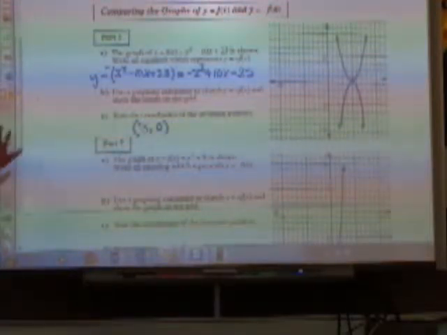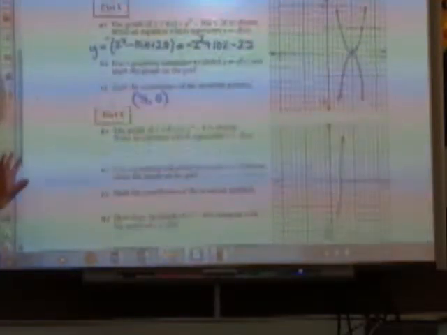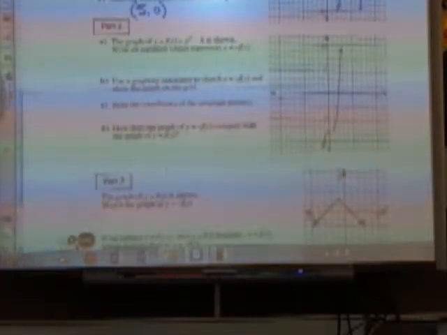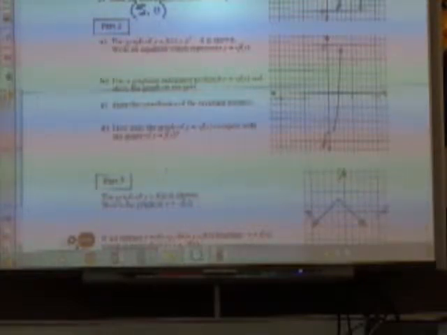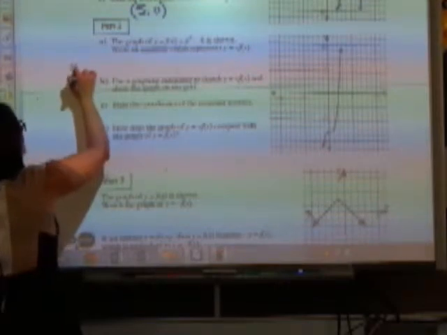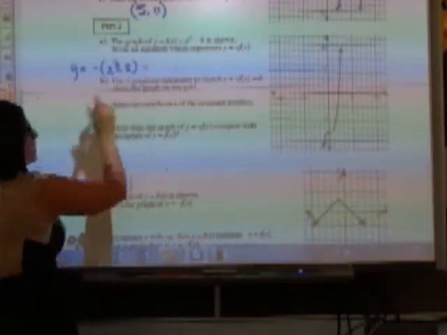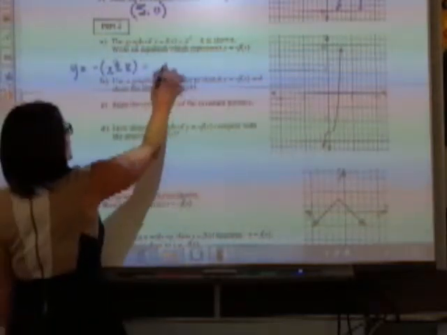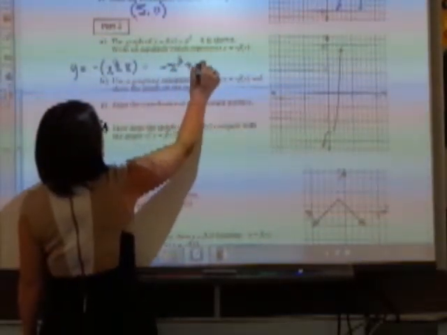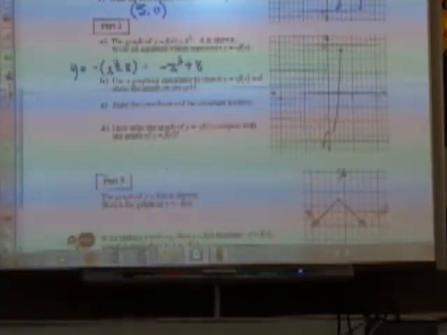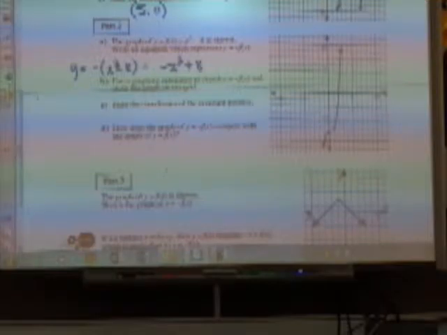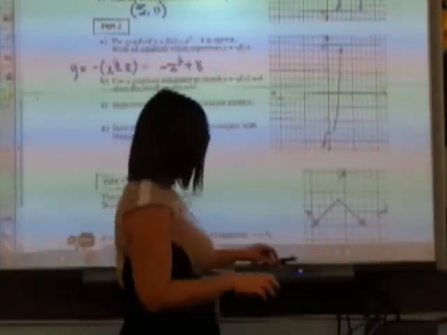Okay, so let's look at the second part. The graph of f of x equals x cubed minus 8 is shown. It says write an equation for y equals negative f of x. So that's multiplying this entire equation by a negative 1. So I would now get negative x cubed plus 8. Again, I'm going to give you a moment. I want you to graph this on your calculator and then sketch the second graph.